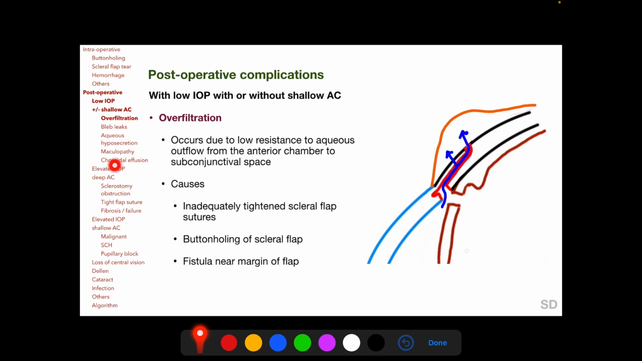Hypotonic maculopathy and choroidal effusion occur as a result of low intraocular pressure, and they do not by themselves cause low intraocular pressure, and this is very important to understand. Overfiltration occurs due to a low resistance to aqueous outflow from the anterior chamber to the subconjunctival space, and the causes may be inadequately tightened scleral flap sutures, buttonholing of the scleral flap, or a corneoscleral fistula situated under the margin of the scleral flap.